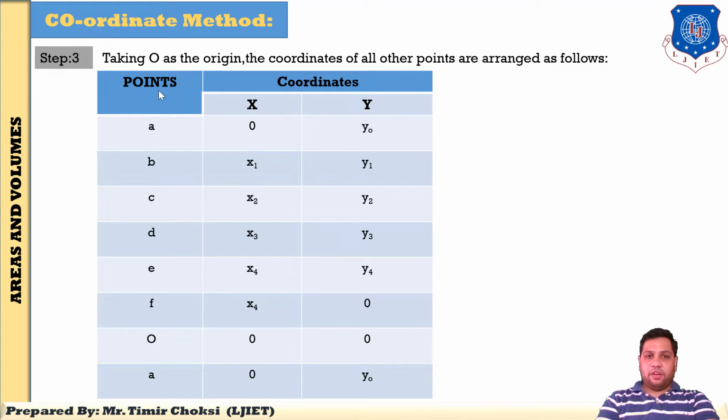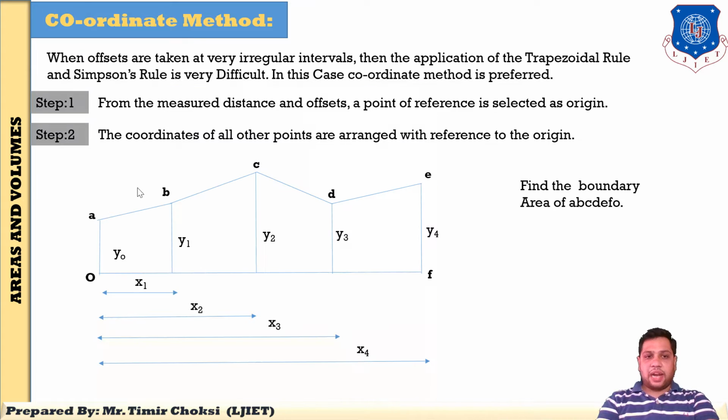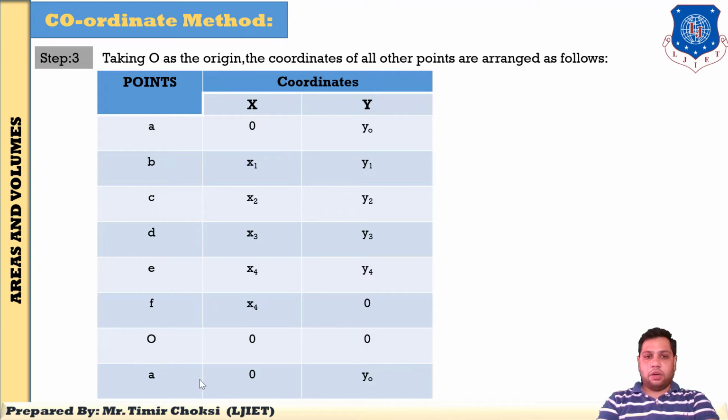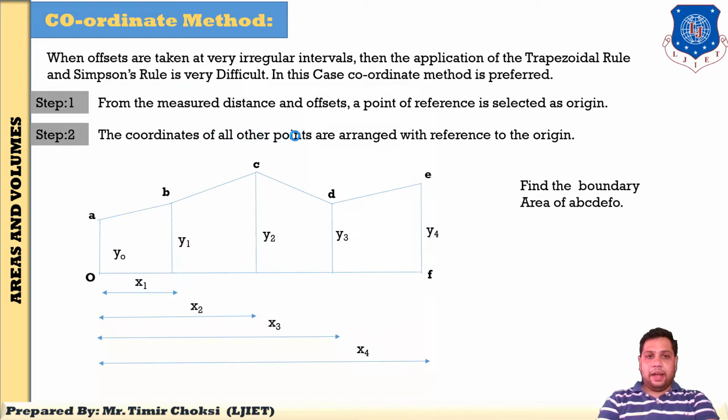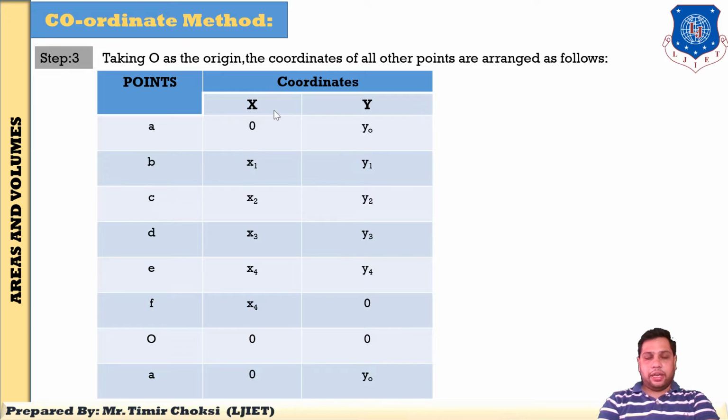So make the table. First you know that point, your starting point from A, B, C, D, E, F, O to A. So you list out all the points A, B, C, D, E, F, O and A. Now you have to find the particular X coordinate and Y coordinate. So here you know that a coordinate is described in X and Y form.